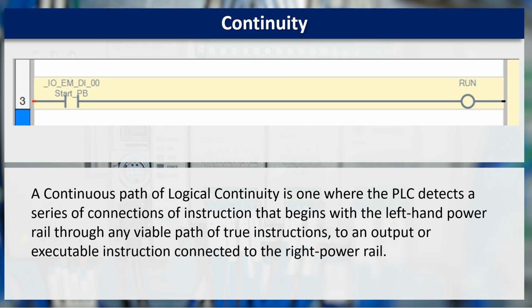So let's begin by looking at a very simple rung of logic. We have one contact and one output coil. Right now, the input 00 is not true, so there is no continuous path for logical solution. If I energize 00, then the whole rung becomes true. If I de-energize it, I no longer have a path of continuity.